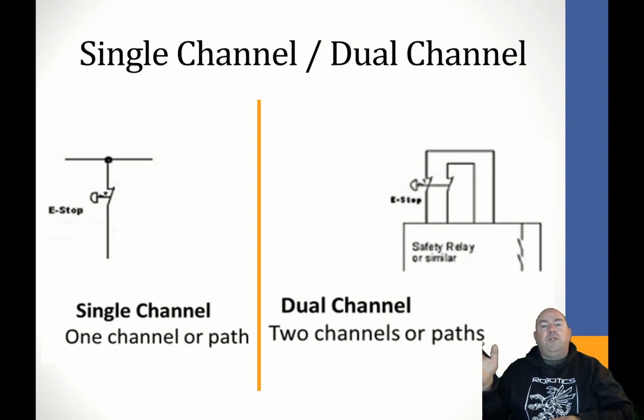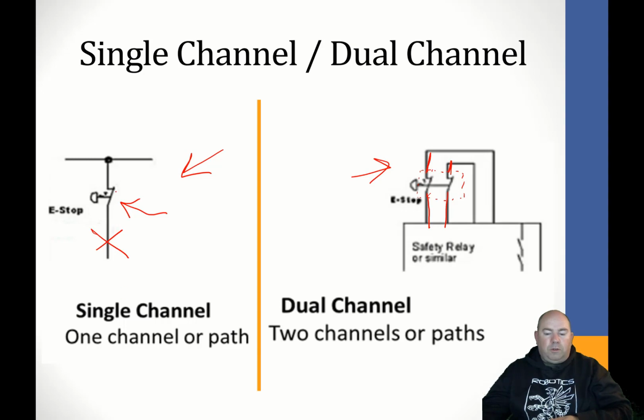Okay, single channel versus dual channel. Pretty straightforward what they mean. Single channel, meaning one device with only one circuit through it. Dual channel, one device. So this is all one device here. But it's actually got two sets of contacts on it and two separate wires going through it. So two separate wires. So this is dual channel over here. This is single channel.